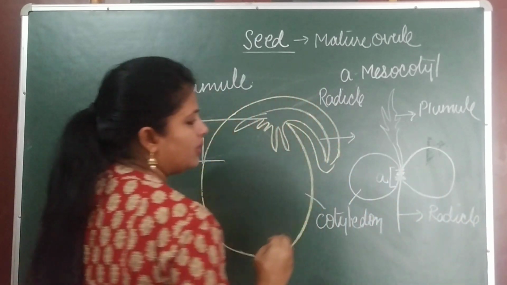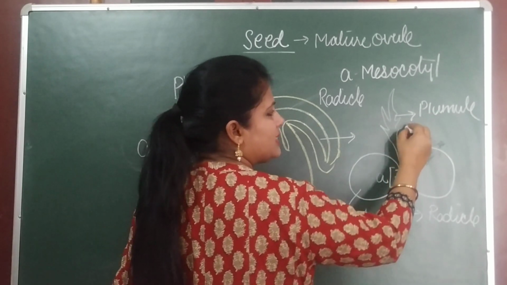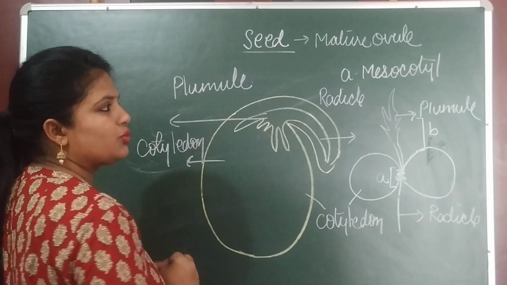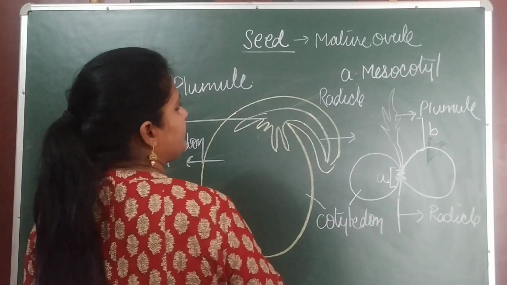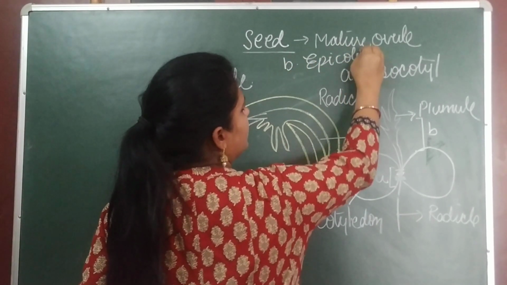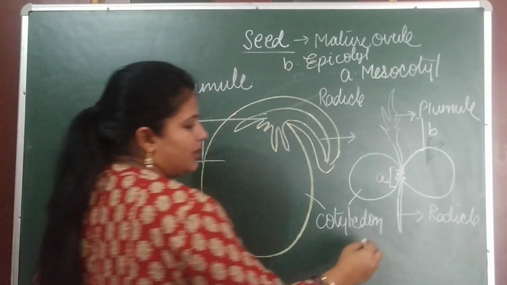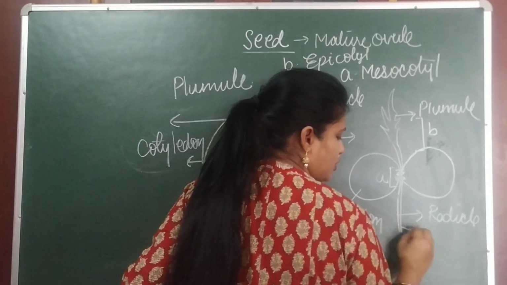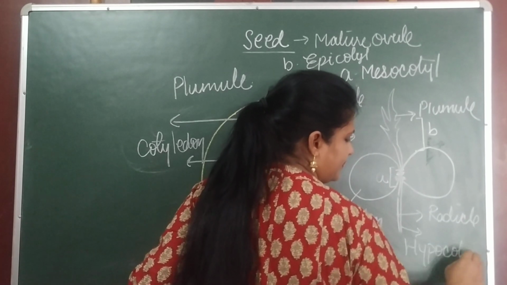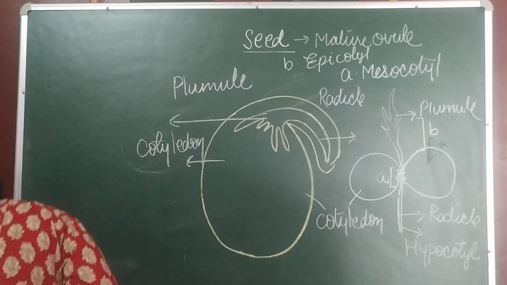Okay. So the region which is between the plumule and cotyledon, this part is part B, and this part B is known as epicotyle. Okay, let's write here epicotyle. And the part which is below the mesocotyle, between the radicle and mesocotyle, this is called hypocotyle. Right? Let's redraw the diagram.